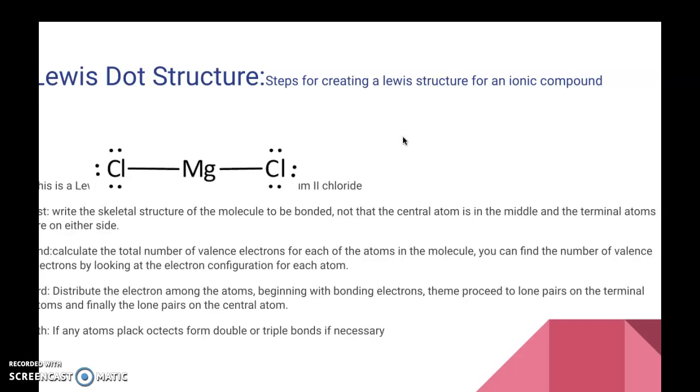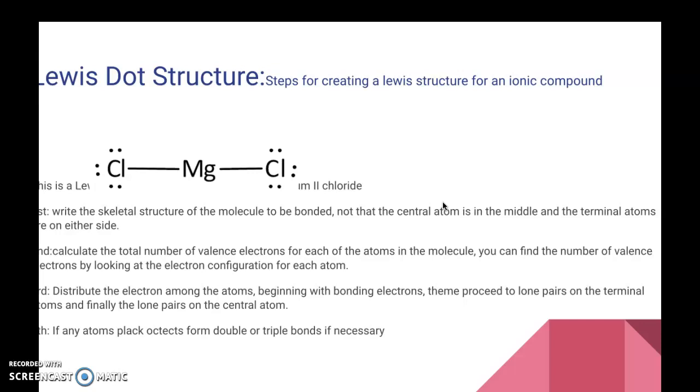Once the chemical reaction is done, that will create a neutral compound, or molecule. So basically, first you want to write the skeletal structure of the molecule to be bonded, with the central atom in the middle, and then fill in the terminal atoms on either side. Second, let me take that back. First, you want to calculate the number of valence electrons for your entire molecule, so that is for both of your chlorines and your magnesium. Then you want to start connecting the dots for your valence electrons.